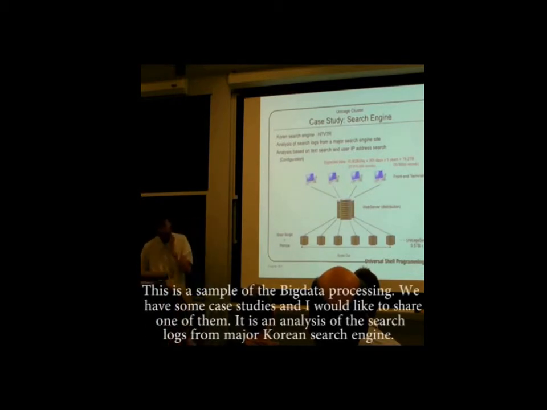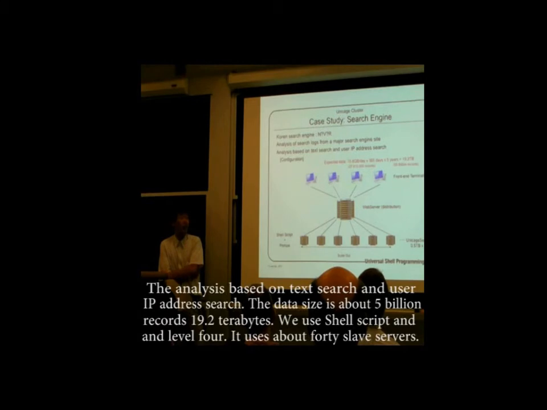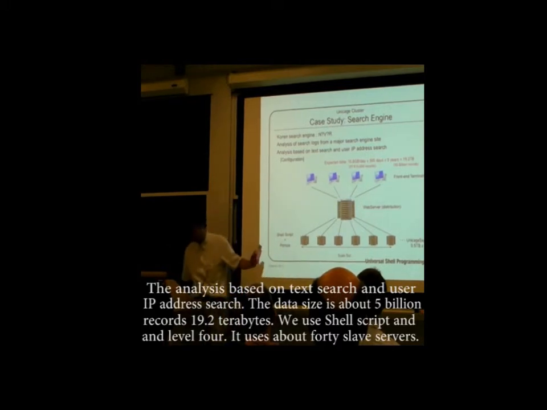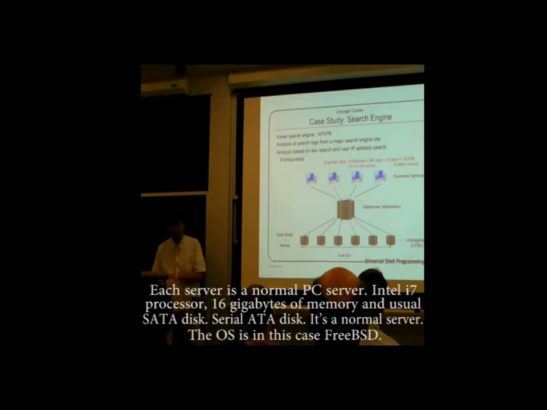And this is a sample of big data processing. We have some case studies, and I'd like to share one of them. It's an analysis of search logs from a major Korean search engine, based on text search and user IP address search. The data size is about 5 billion records and 19.2 terabytes. We use shell script and Level 4, with about 49 slave servers. Each server is a normal PC server with an Intel i7 processor, 16 gigabytes of memory and a usual SATA disk. It's a normal server, and the OS in this case is FreeBSD.